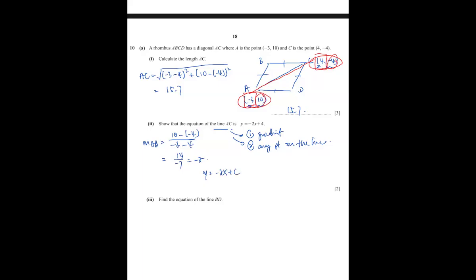To find c, we substitute one of the points in. I'm going to use this point here. When x equals -3, y equals 10. So I substitute this in: 10 equals -2 times -3 plus c. So c equals 4. So you have shown that y equals -2x plus 4.